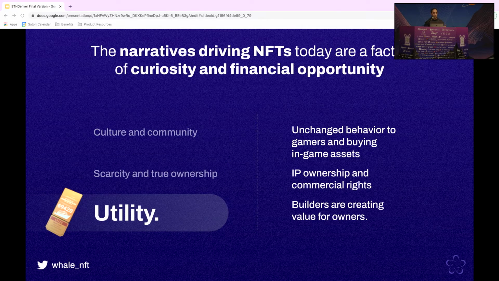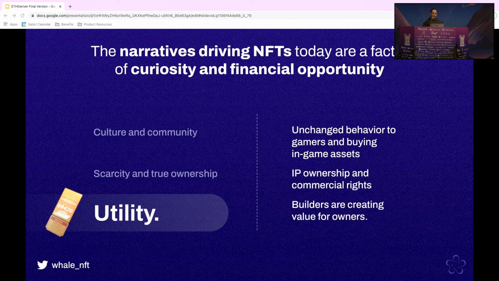We also understand the potential for future utility these assets can have. In-game purchases are not new to gamers. The utility cell was made here years ago, but the shift comes with ownership of these assets. The ability to have IP ownership and commercial rights to a digital asset unlocks the potential for economic activity that can be built on top.